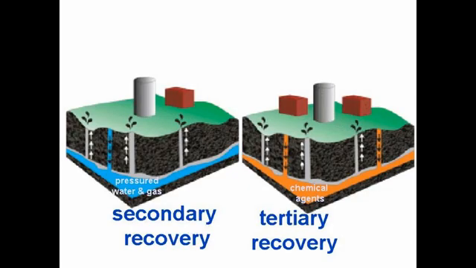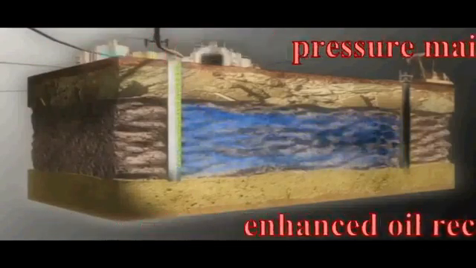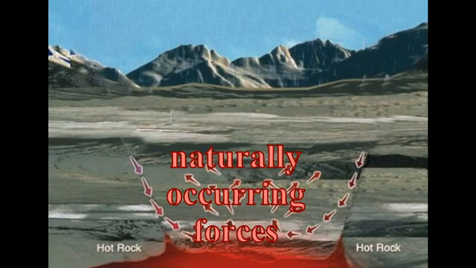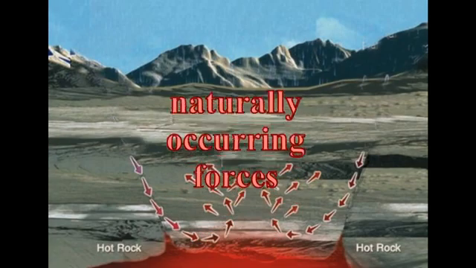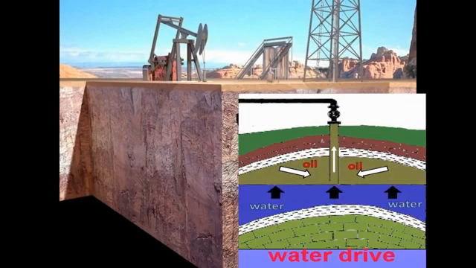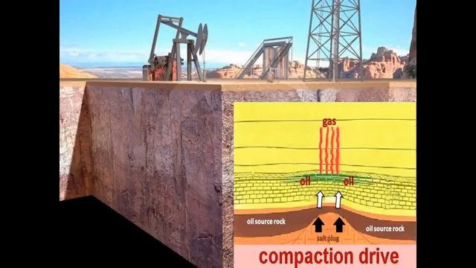Secondary or tertiary recovery processes are often referred to as pressure maintenance or enhanced oil recovery. In either primary or EOR recovery drives, a source of energy is required to push the oil to the surface. In primary recovery, the energy is supplied by naturally occurring forces that come from within the earth and are referred to as natural energy. There are 5 major sources of natural energy. They are solution gas drive, water drive, gas cap drive, gravity drainage, and compaction drive.